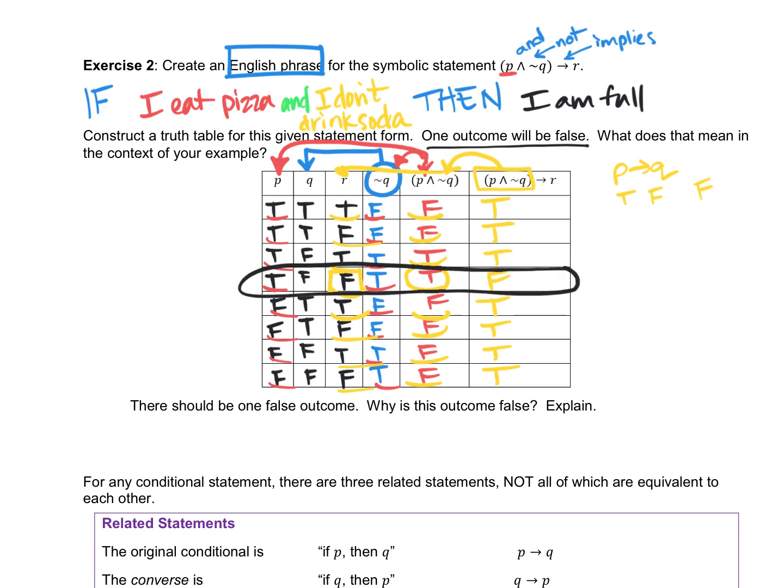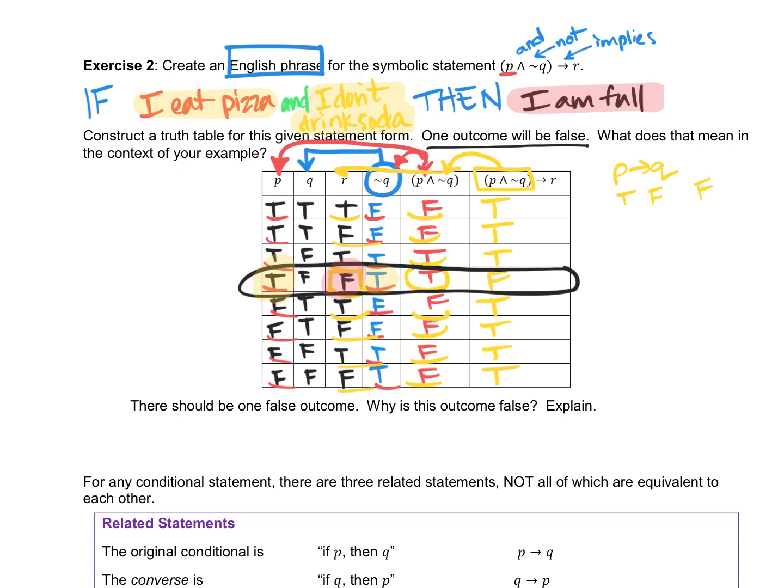And what's happening here is that we have P being true. That is, I eat pizza. And we have I don't drink soda being true. And then we end up that our conclusion is false, which means we have broken that overall promise.